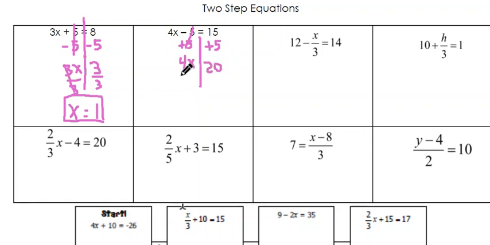All right, so now I have 4x. I want to divide by 4 to get rid of that 4 and leave me with x. I'm going to do the same thing over here. 20 divided by 4 gives me 5. So that would be x equals 5, and that is my answer.